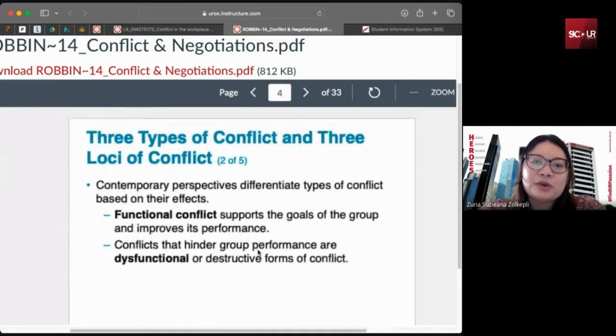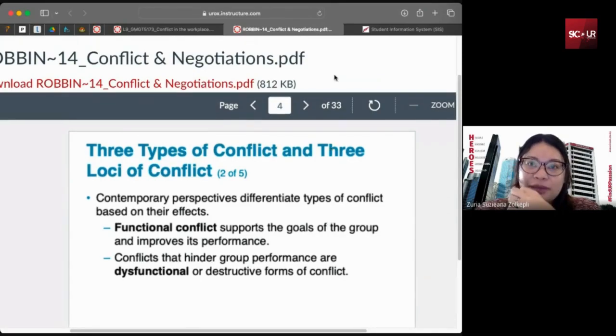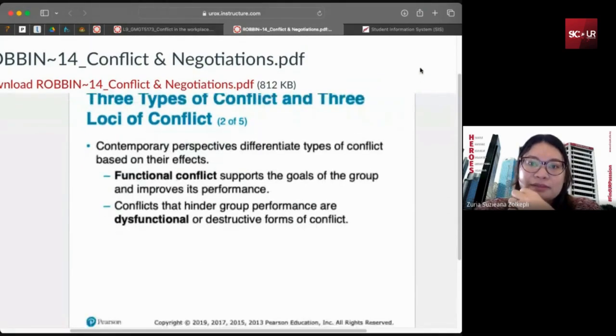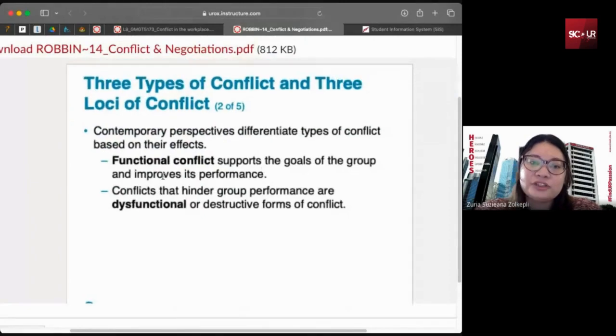So when we have a conflict at the workplace, not every conflict is bad. It can be a functional one. A functional conflict is where the conflict actually gives an advantage or benefit. This one is a functional one.